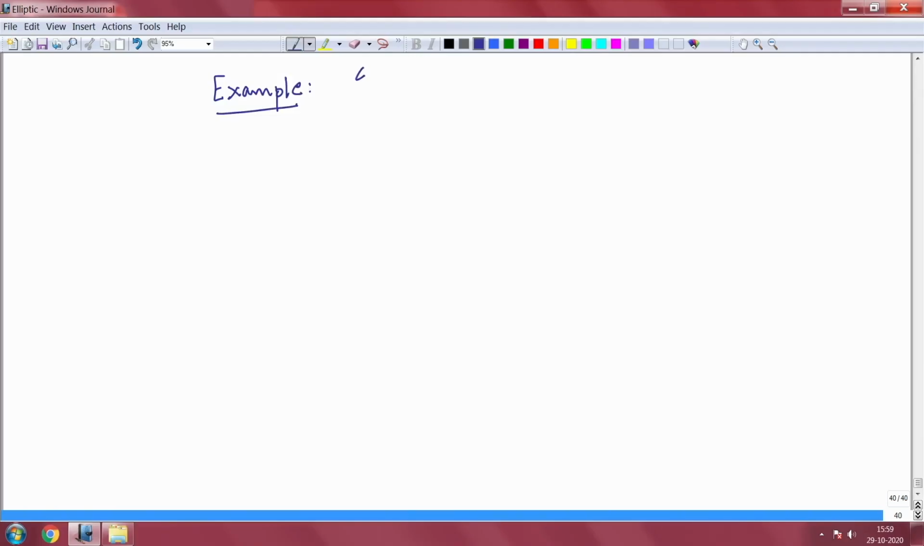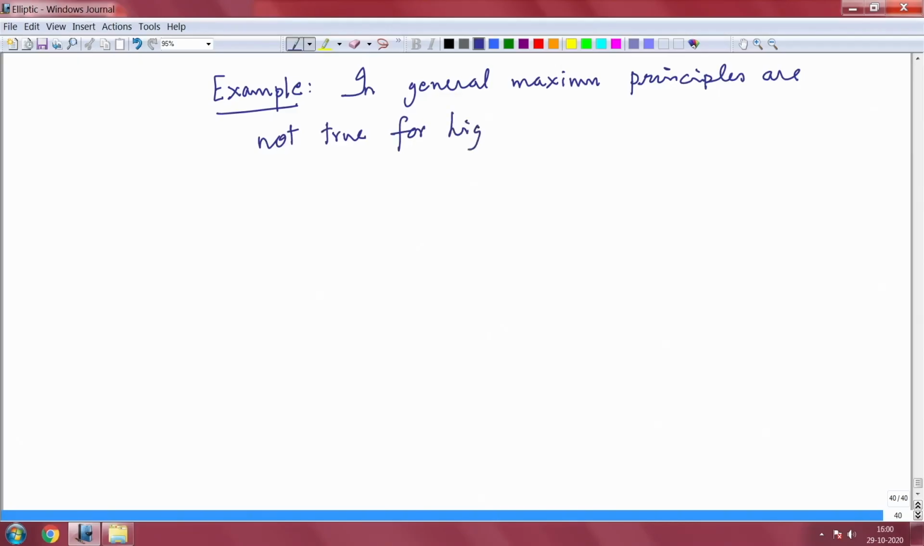In general, maximum principles are not true for higher order equations, not true in general. There may be some special cases where they are true for higher order operators.